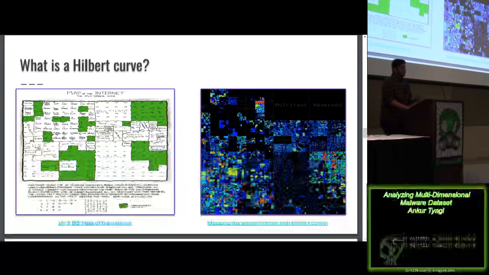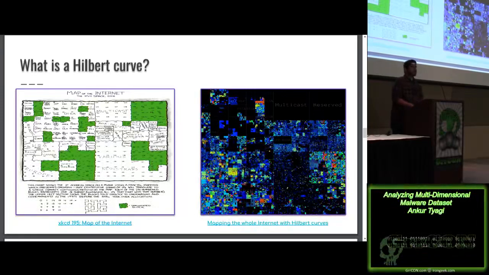So first of all, let's spend a little time on understanding what exactly a Hilbert curve is, and why we should be using Hilbert curves. The image here on the left is a map of the internet, taken from XKCD 195. All the addresses within the IPv4 address space, 2 raised to 32, 4 billion addresses, have been compressed into this image.